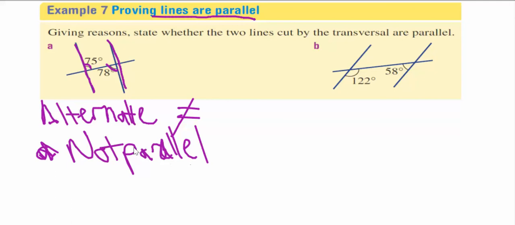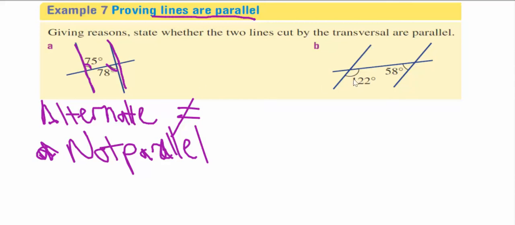Sorry, spelling's horrendous and so is my writing. So they cannot be parallel because if that's 75, if they were parallel lines, that should also be 75, or that should be 78. Either way, it shouldn't matter. But because they're different, that's telling us that these two lines are not parallel.